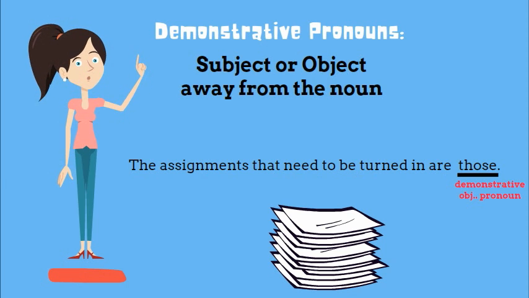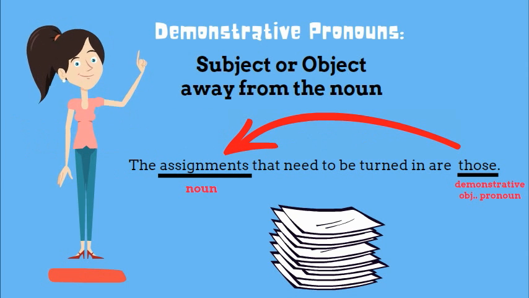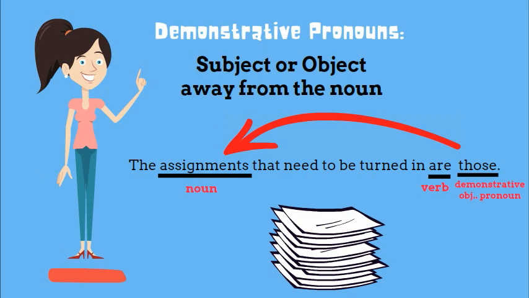Again, your demonstrative pronoun is away from the noun it is referring to. It is following the verb, and the noun that is being pointed out is on the opposite side. In this example, assignments is the noun, and the demonstrative pronoun is pointing it out.